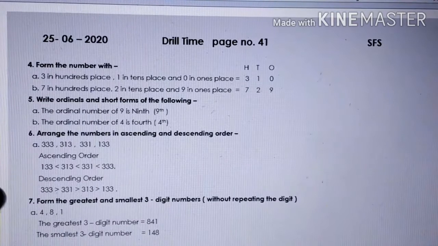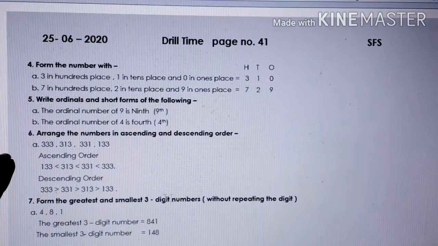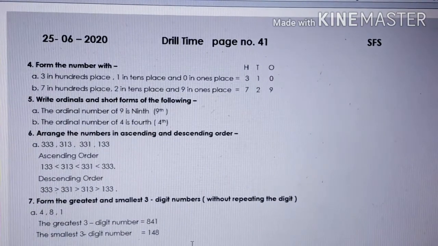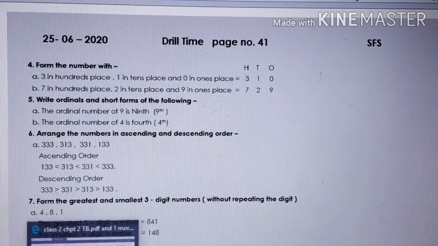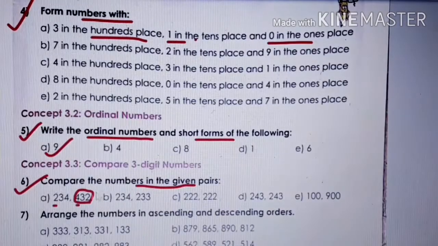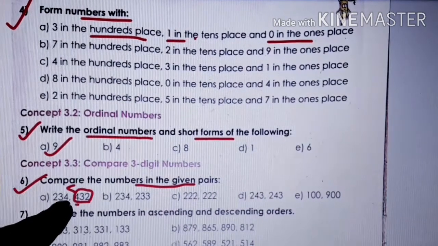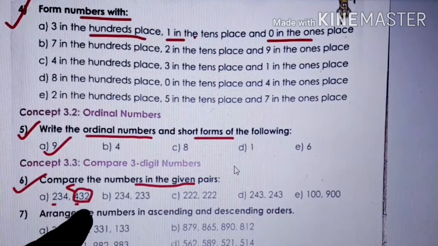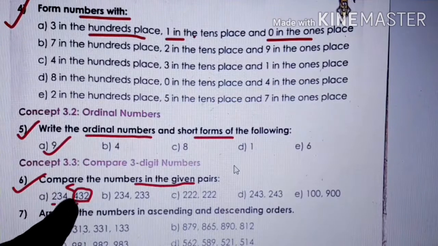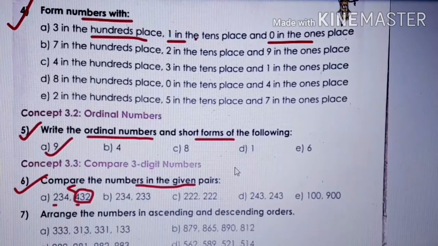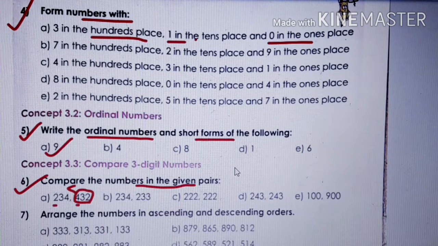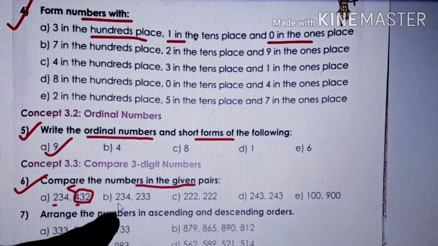So I'll show you, children, how to do. Okay, it's not done here, children, but you can do, you know how to do, isn't it? So what you are going to do, you are going to put this sign. You are going to use the greater than sign. Okay, 234 is smaller than 432. Is it clear?